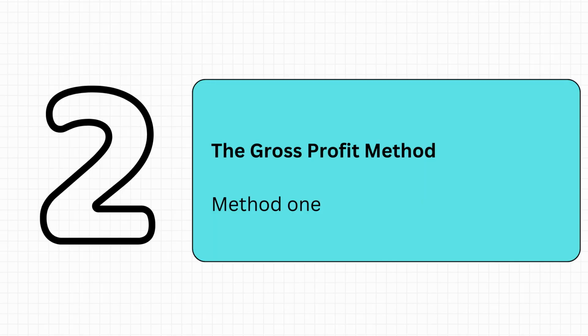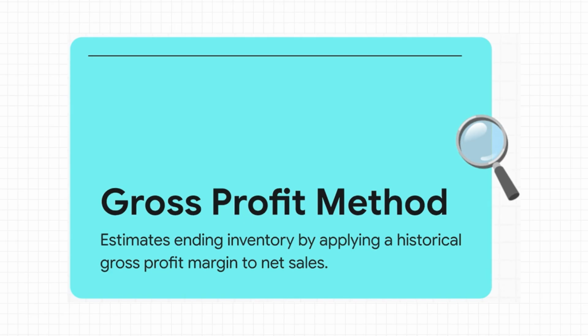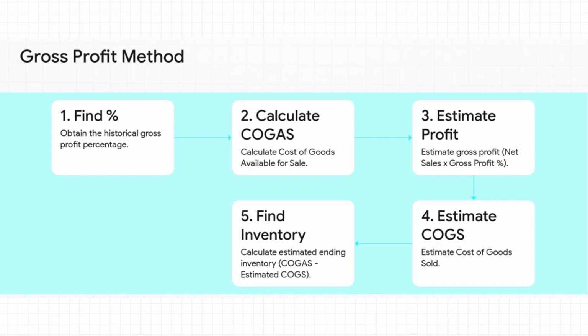This one is a classic. It's all about using the past to figure out what's happening right now. It's called the gross profit method. The whole game with this method, well, it's all based on one big assumption: that your company's gross profit percentage is pretty stable over time. So, if you've consistently made, say, a 40% gross profit on your sales in the past, this method bets you're doing about the same thing this period. It's all about consistency. Just think of this as a simple 5-step process.